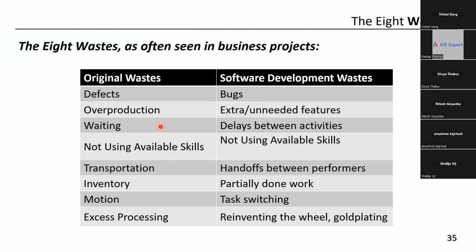In manufacturing, waiting is a waste. In software development, any kind of delay between activities is a waste. Now, is not using available skills a waste or not? It's also waste. Any kind of transportation or handoffs between performers. Now tell me, can there be some waste because of handoffs between the performers? Guys, can handoffs lead to waste or not?